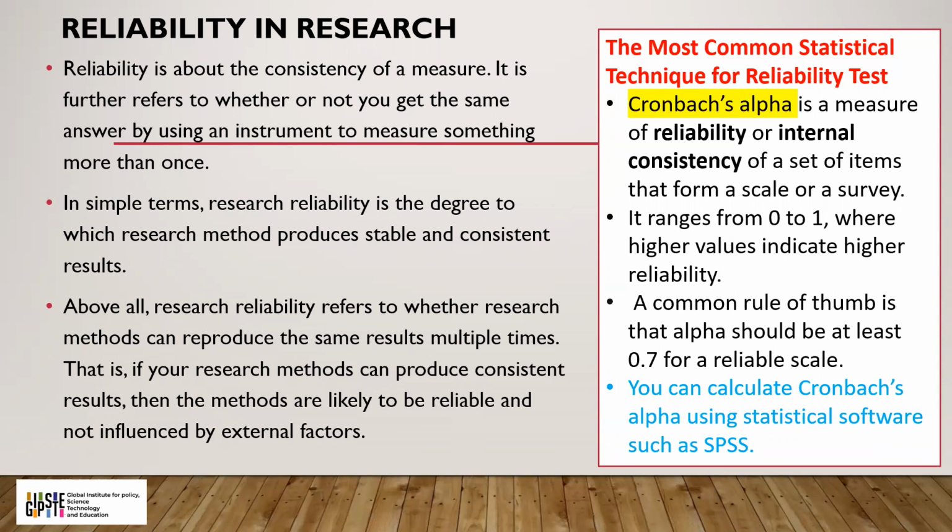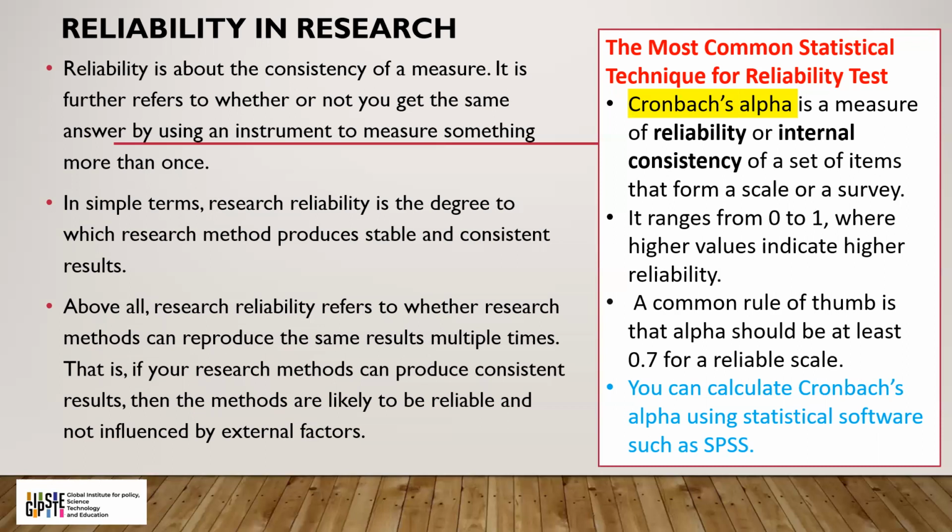In simple terms, research reliability is the degree to which research methods produce stable and consistent results. Above all, research reliability refers to whether research methods can reproduce the same results multiple times once the instrument is being used over and over again. That is, if your research methods can produce consistent results, then the methods are likely to be reliable and not influenced by external factors.